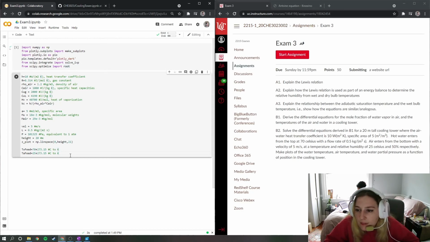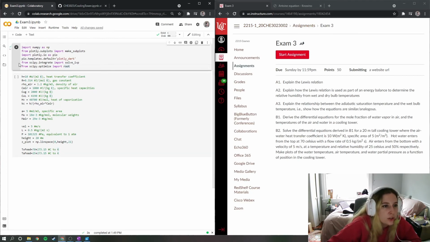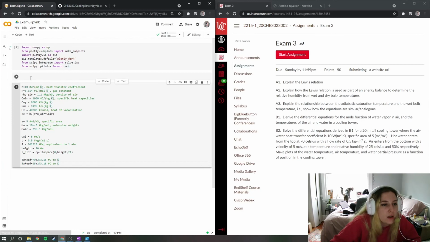All right, and then what else do we need to add? So I think we're good on variables, but we're going to need to consider the 50% relative humidity, and other than that, I think we've considered all of the variables. So next we're going to add some code, and we're going to add it up here because we're going to define a function that we're going to call on with our input variables here.